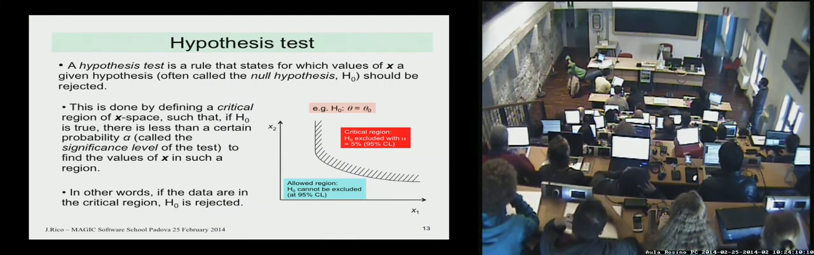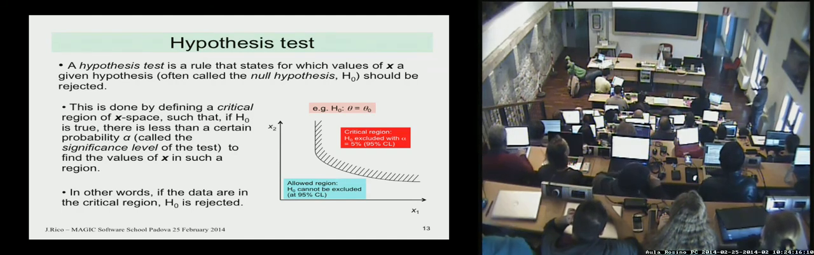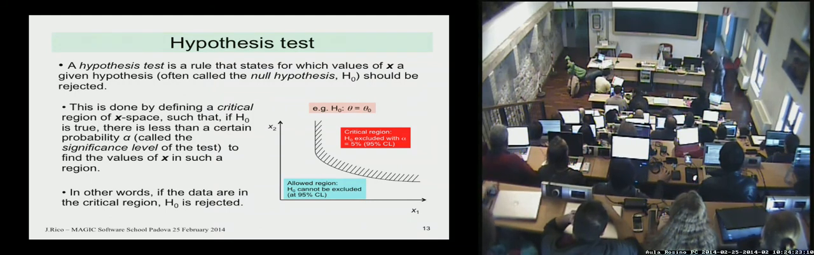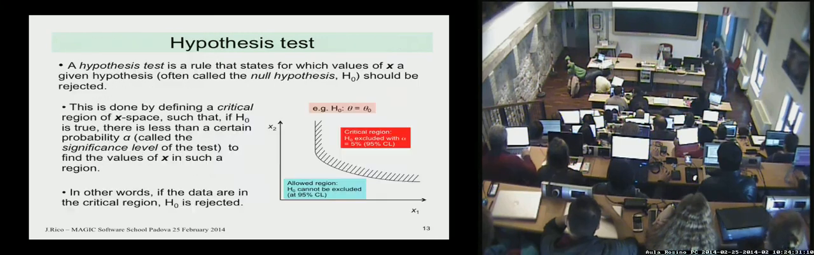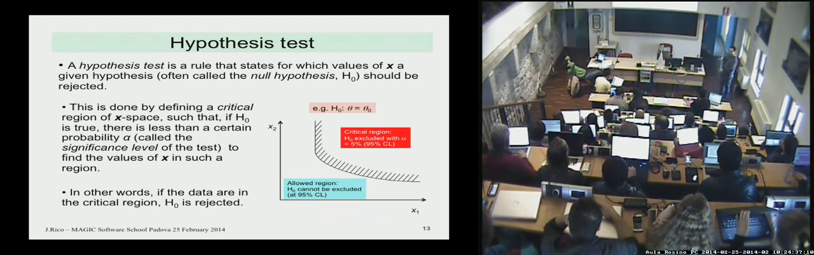In case our hypothesis is true, then if we measure something in this region, we would be rejecting the hypothesis at this confidence level, 95%. Now there is a problem with this definition, because normally there are an infinite number of ways to define the critical region with a certain probability. If we go back to this map, you can modify this line entering here but compensate with some other region there so that the probability stays the same.